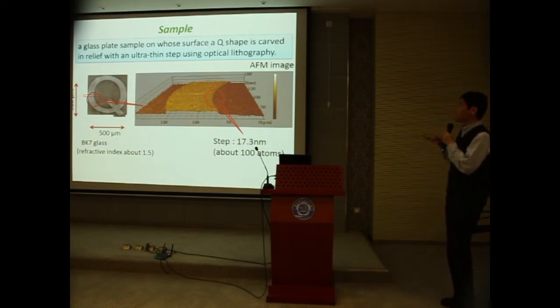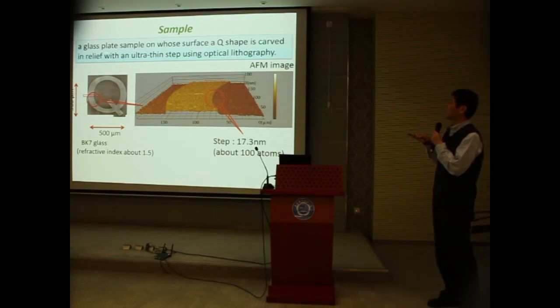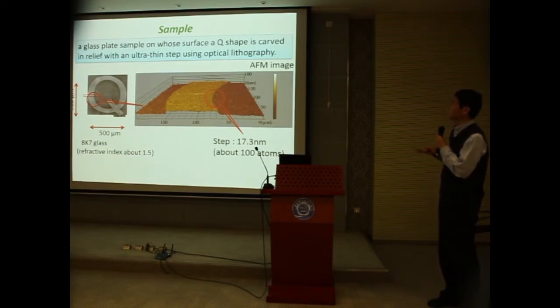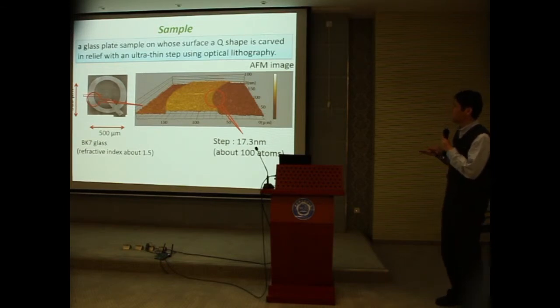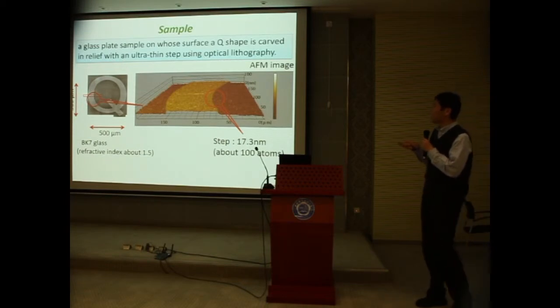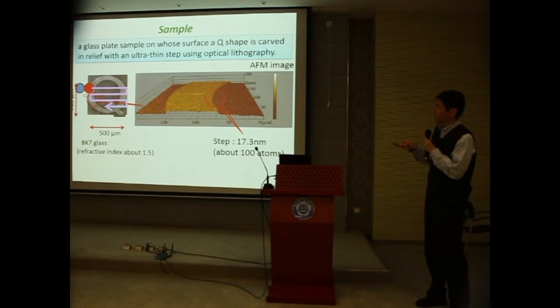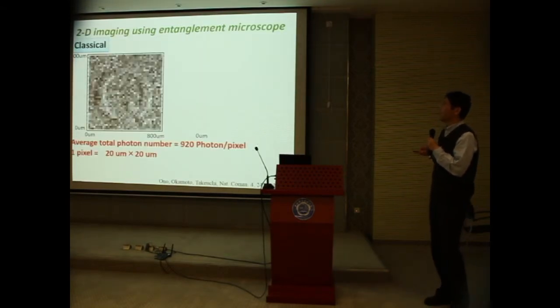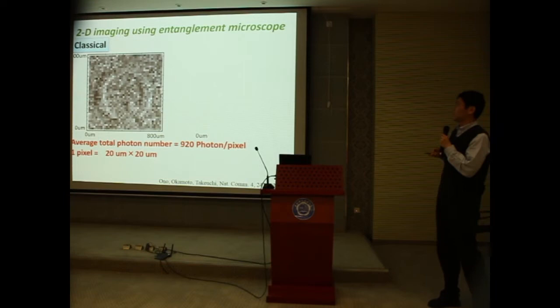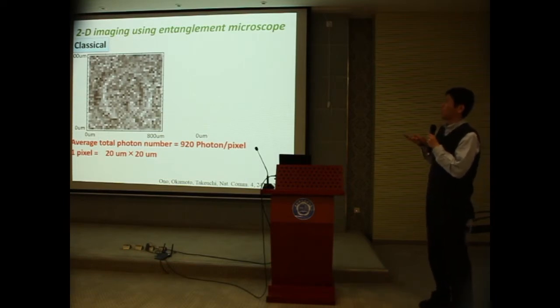And this is the sample we used, a glass plate sample on whose surface a Q-shape is carved in relief with an ultra-thin step of 17 nanometer using optical lithography. This is about 100 atoms, right? And we scanned these two laser spots like this. And this is the image we got using our setup.